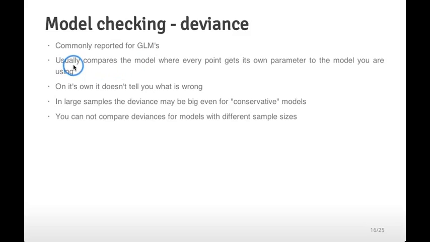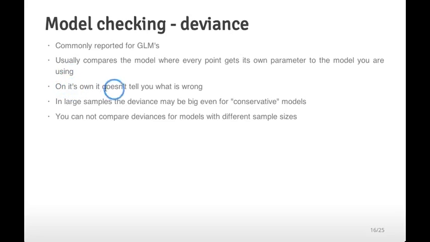It usually compares the model where every point gets its own parameter. This is called the saturated model. It's a model that perfectly fits the data, and you compare that to the model that you're using and see if your model still explains most of the variation in the data, even using a much smaller number of parameters.